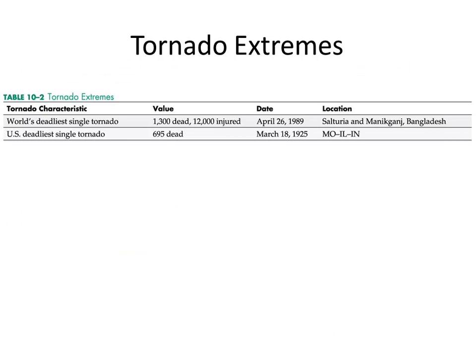This figure from your textbook has some interesting things. We're going to see a map here in a minute of where tornadoes are, but the world's deadliest tornado was not in North America. It was in Bangladesh, and you can see how many people it killed and injured. In the United States, the deadliest single tornado was in 1925. Don't you think between 1925 and now we have a better warning system? I think that's why we don't have as many people being killed.